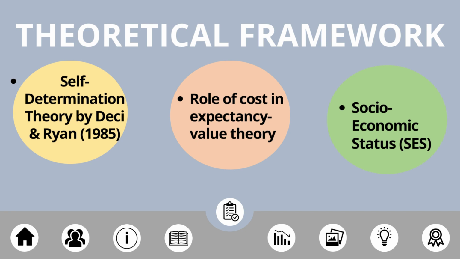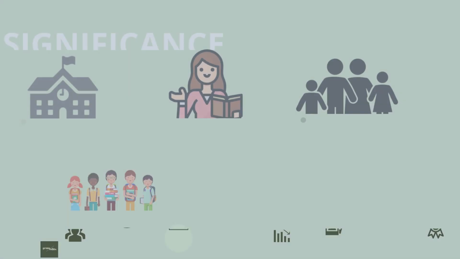These theories we found are relevant to our study because they can help us gather more information and to prove whether there is a significant relationship between socioeconomic status and academic motivation.